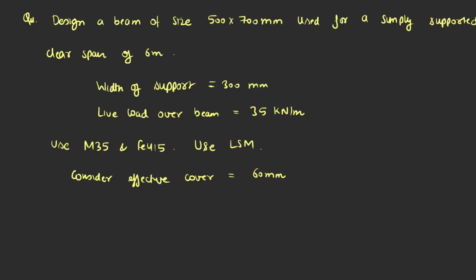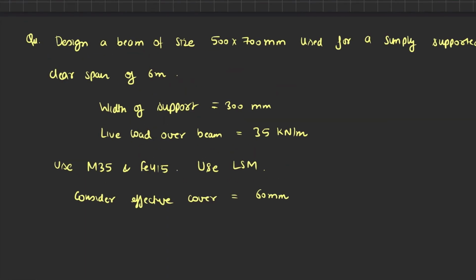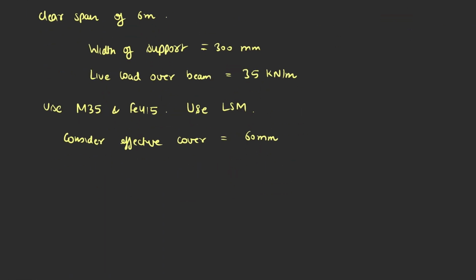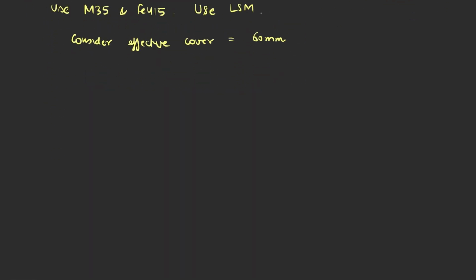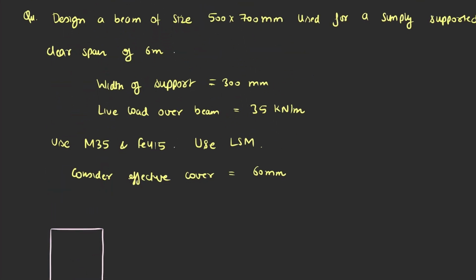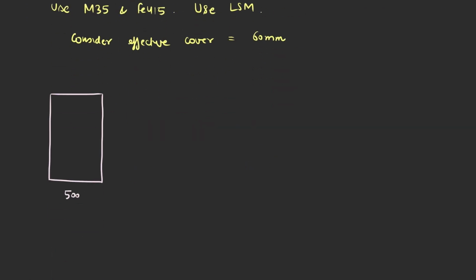So this is an RCC LSM design question. The question states that we have to design a beam of 500 cross 700, and the given data is width of support, live load, grade of concrete and steel, and effective cover. So the first step would be to draw the cross section of the beam, which is of course rectangular, 500 cross 700.